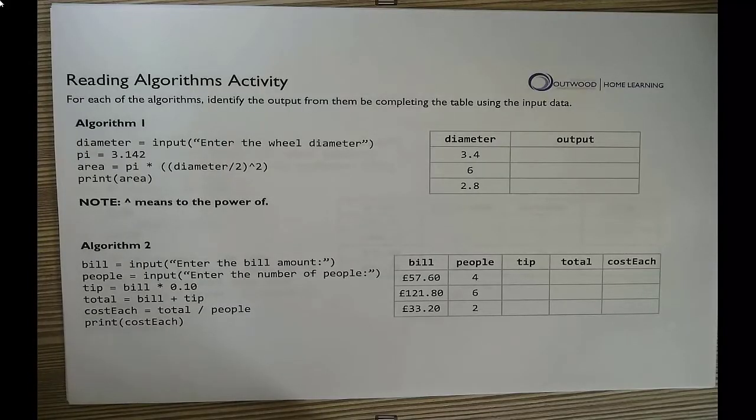Okay, let's have a look at this activity about reading algorithms. So you've got a number of different algorithms, and what you need to do is follow the algorithm through and complete the tables. So start with algorithm 1. The diameter is our input. We've been given 3 examples here, and we need to work out what the output is.